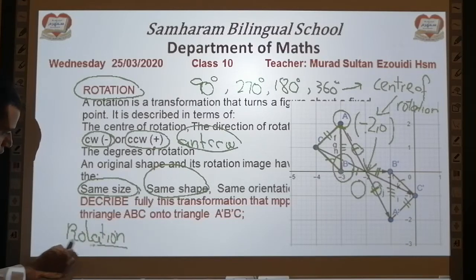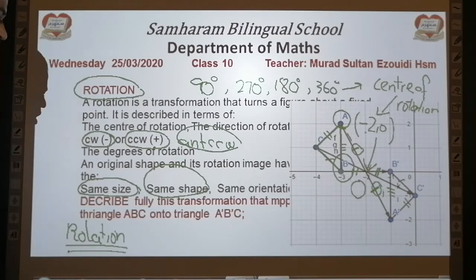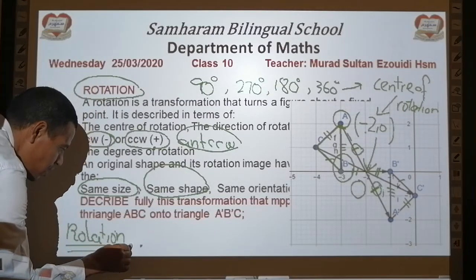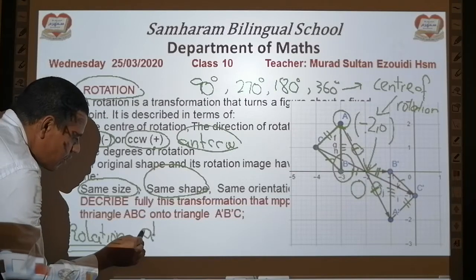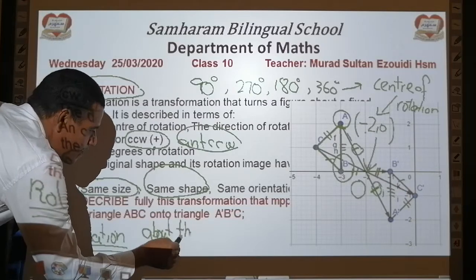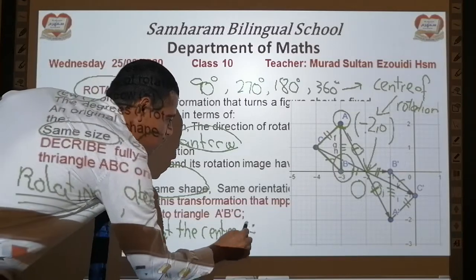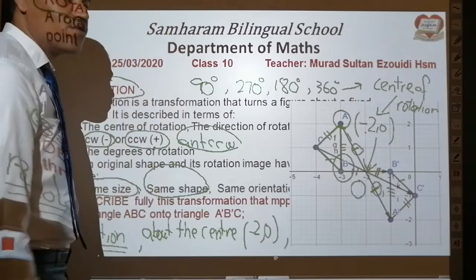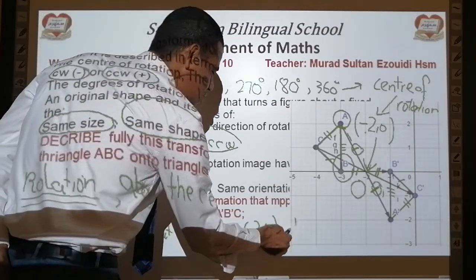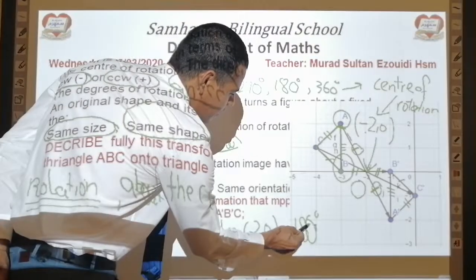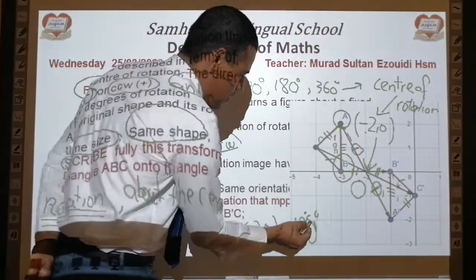Rotation. Okay, very good. This is one mark. If you write only rotation in the exam, one mark. If it is a question out of two marks, we'll cut half for the center and half for the number of degrees of angle. Okay? Rotation about the center, about what? About the center. What is the center, my kids? Yes, I'm looking to hear your voices. The center is negative 2, 0. And what is the number of degrees of rotation? Good boy, it is 180 degrees, my kids. Okay, I will just make it clear.